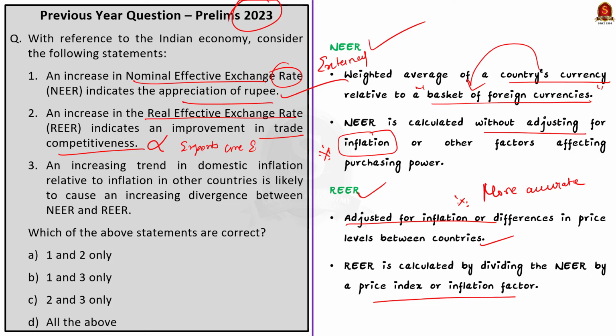Look at the third statement. An increasing trend in domestic inflation relative to inflation in other countries is likely to cause an increasing divergence between NEER and REER. Yes, this statement is correct. So here the answer is option C, 1 and 3.